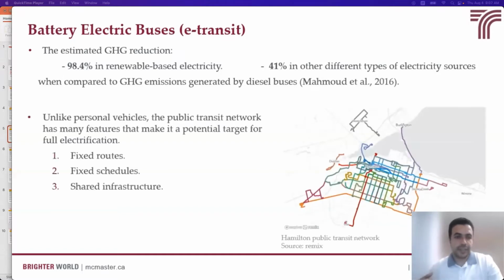The other feature which makes the public transit network a potential target for full electrification is the public transit network characteristics like fixed routes, fixed schedules, and shared infrastructure, which make the transition toward electrification smooth. The main drawback of using battery electric buses in the public transit network is the operation range. Therefore, we can say that battery electric bus system configuration requires sophisticated planning, design, and optimization efforts before moving out fossil-fueled buses.